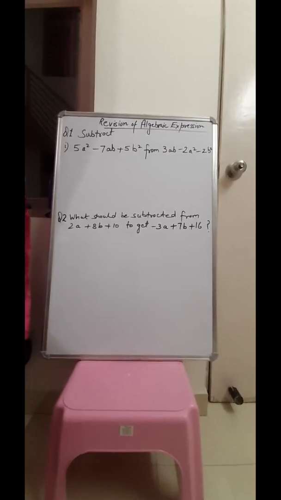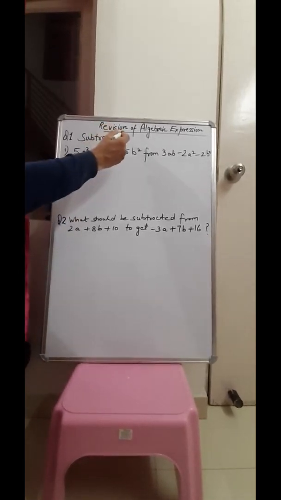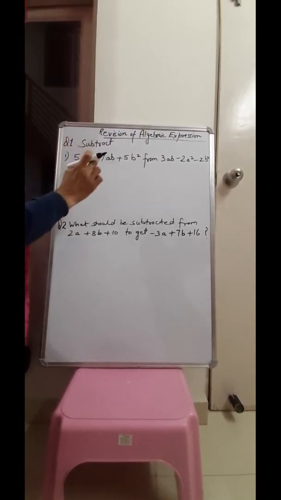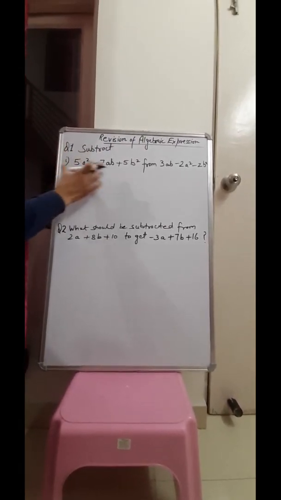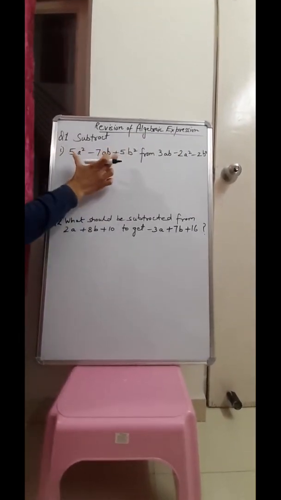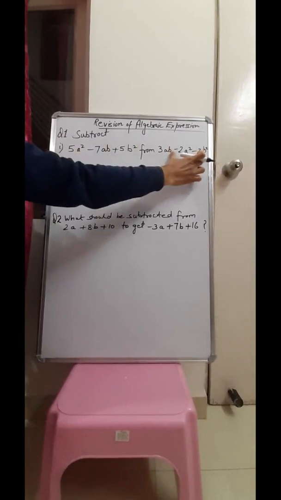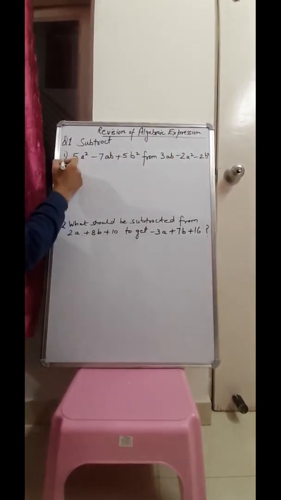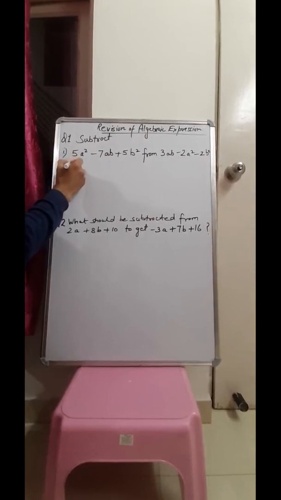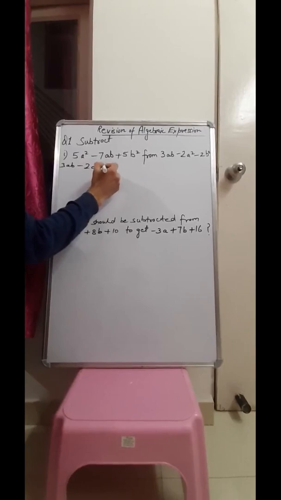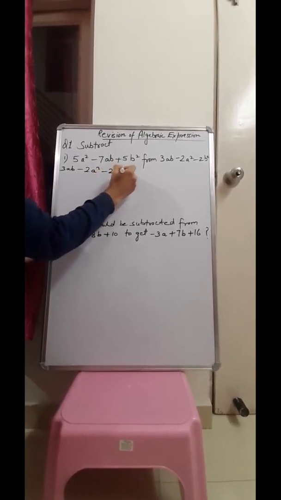We will again start our revision of chapter algebraic expression. So question number 1 is subtract. Here we have to subtract the first expression from the second. So that means whenever we have to subtract the first expression from the second, the expression that is coming after "from" will come first. That is 3ab minus 2a square minus 2b square.